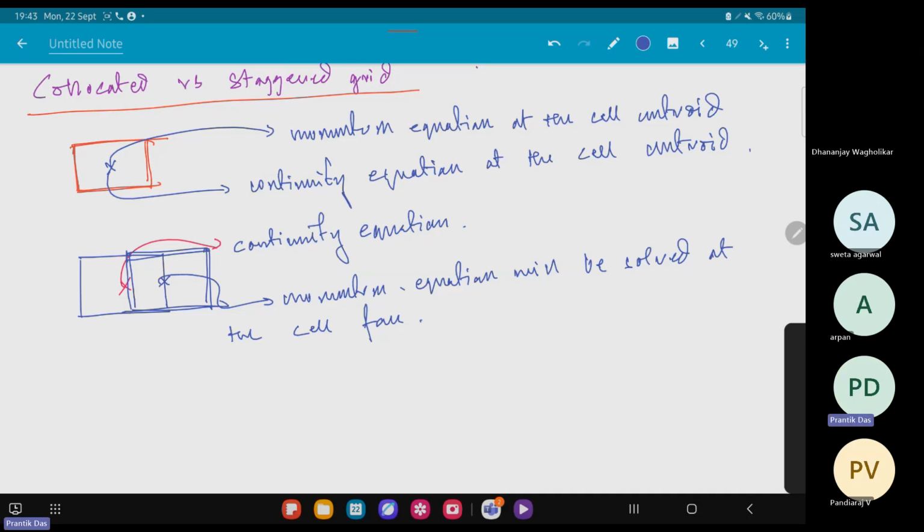So what we are doing is that we are solving the continuity equation at the cell center itself, and we are solving the momentum equation at the cell center. And that's what we do.